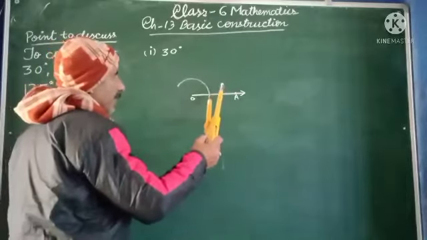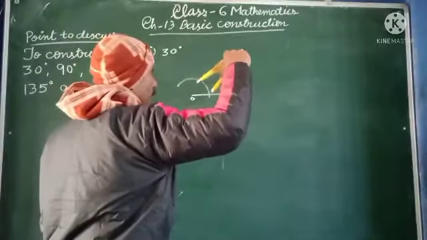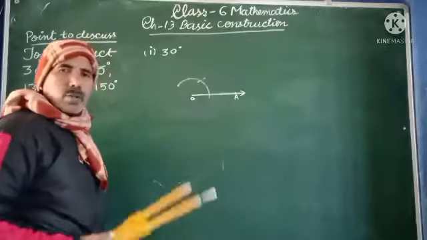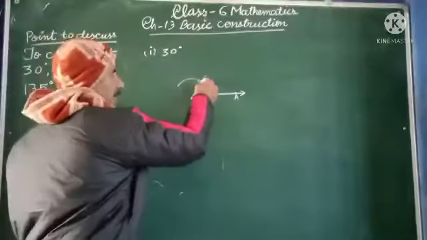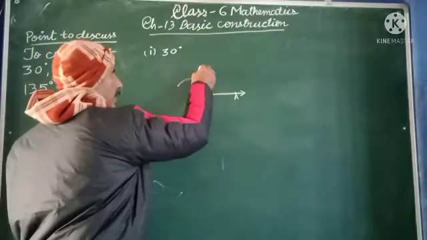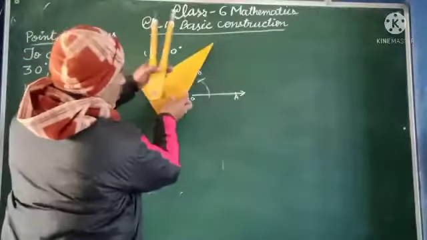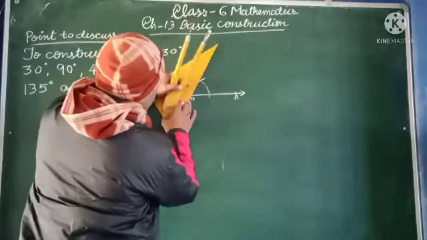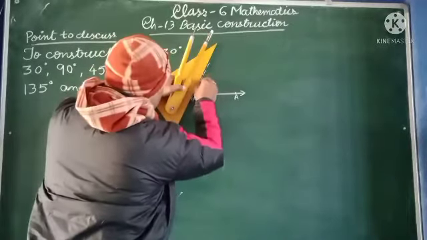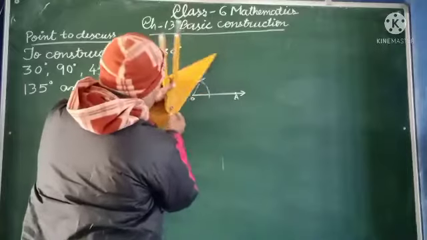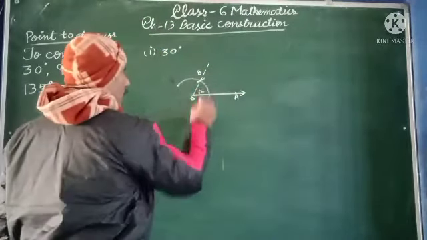From the point where the ray intersects the arc, draw another arc of the same radius, which intersects the previous arc at a point. You can mark this point as B, and on joining B to O, you will get an angle of 60 degrees.